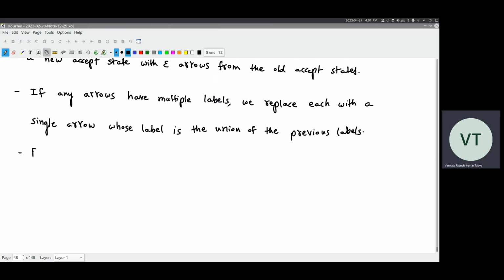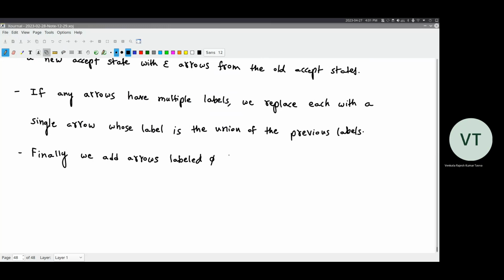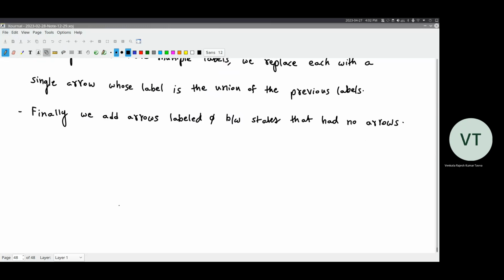And finally, we add arrows labeled empty set between states that had no arrows. So this is the first step: given a DFA, you should convert it to a GNFA.